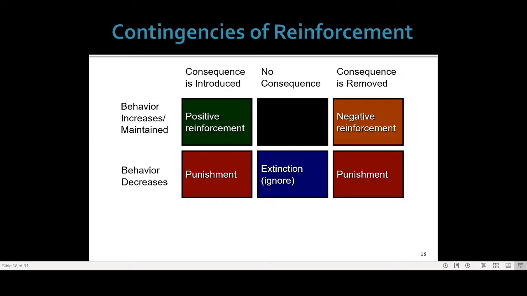So now let's say the child asks the father for a cookie. The child is asking for a cookie, but if the father doesn't respond, after some time the child's behavior goes extinct. So the father ignores, and the child's behavior reduces. The child will not ask the father for a cookie again.